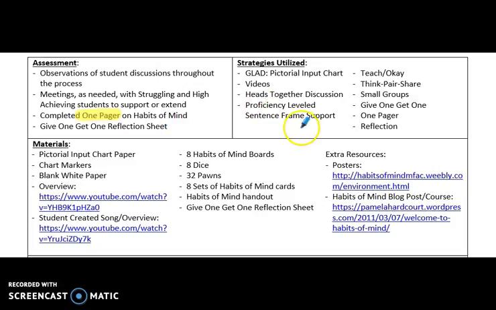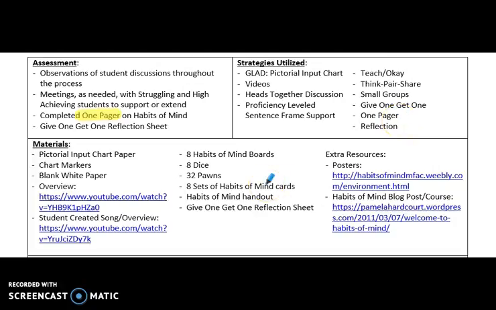Some of the strategies that will be utilized are GLAD, pictorial input charts, videos, head-together discussions. They'll have some support with level proficiency frames. Teach okay to prompt for discussion, think, pair, shares, give one, get one, and one-pagers are the big ones.